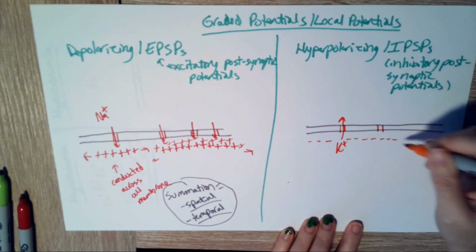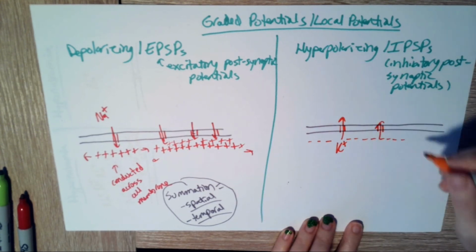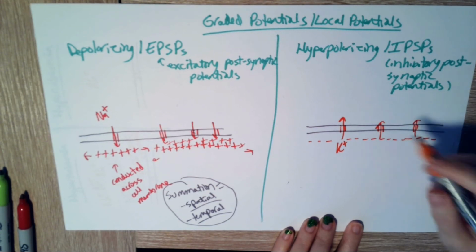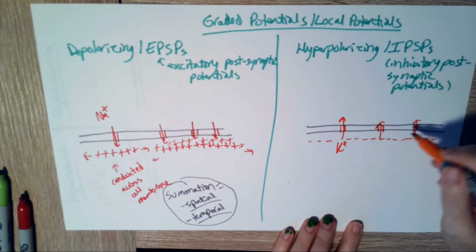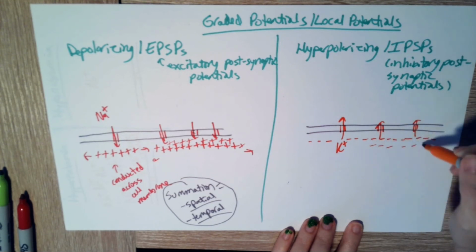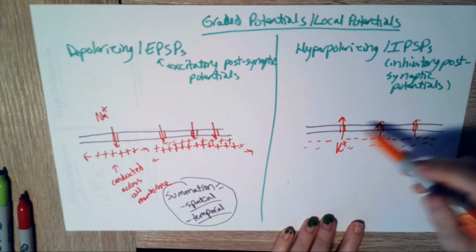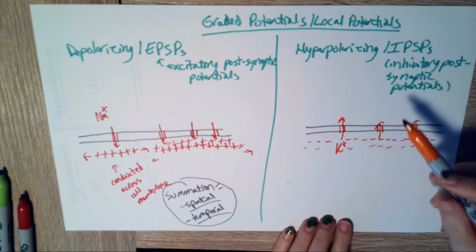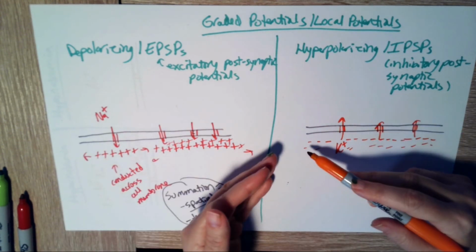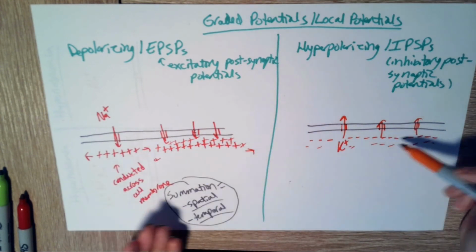We're leaving more of a negative charge. More potassium leaves, and more of a negative charge. If we keep them open, so we open, open, open, then there are more negative charges as the potassium leaves. So we can sum up the IPSP in that way. Now we can put these together by adding them both up.